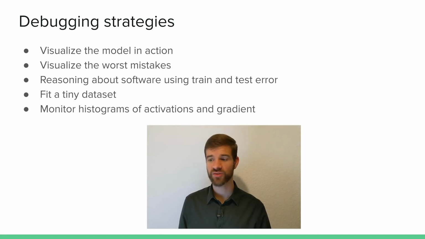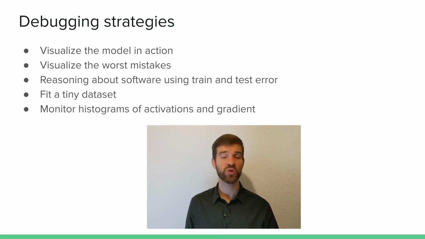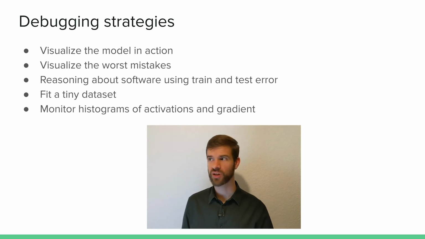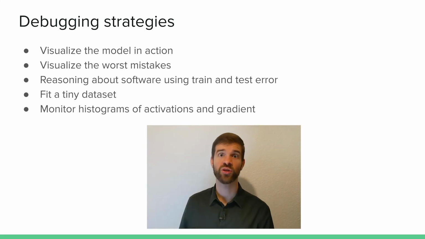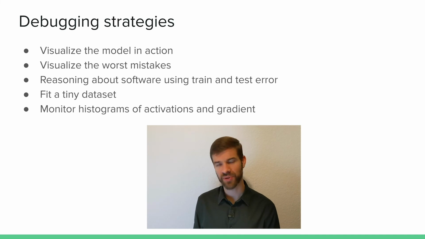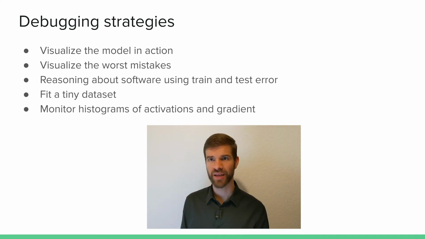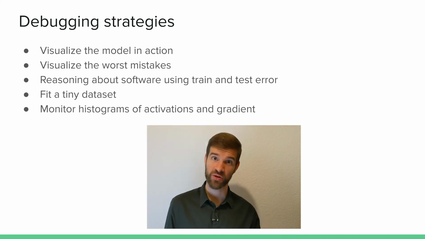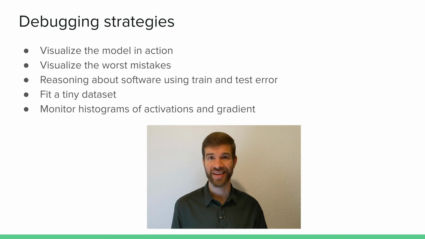A few more debugging strategies, which I've just shown you. Visualize the model in action. Try to see what the actual output of the model will be, whether it makes sense, and how good it actually feels. It's a bit of a gut feeling, but maybe your gut feeling tells you that the metric you're relying on is inappropriate.